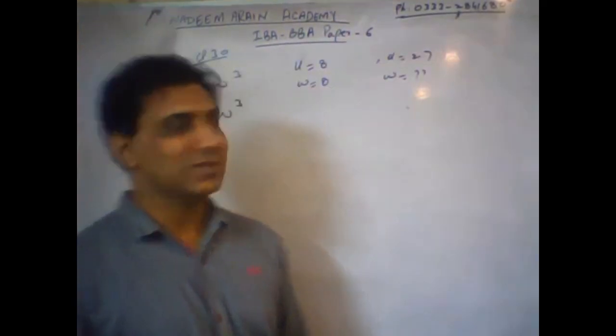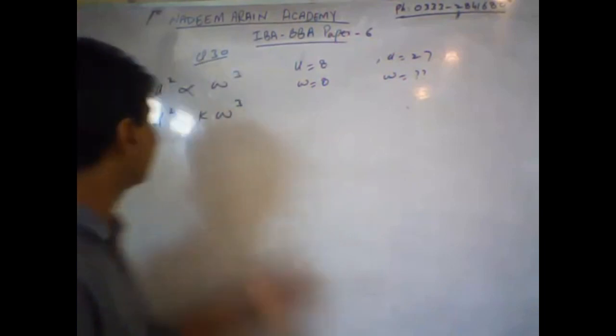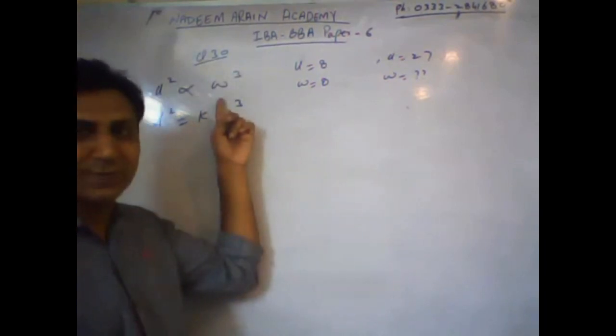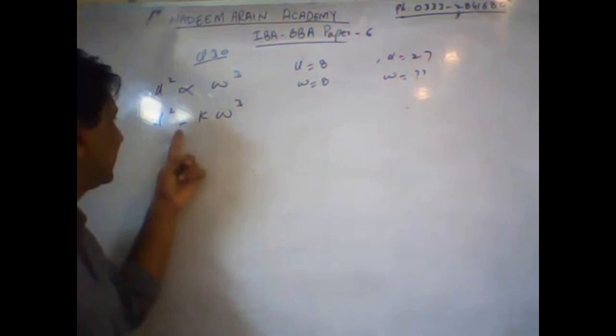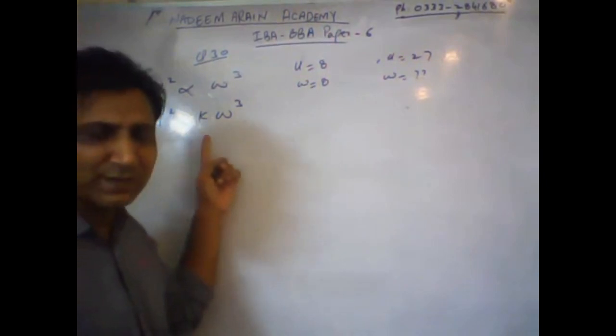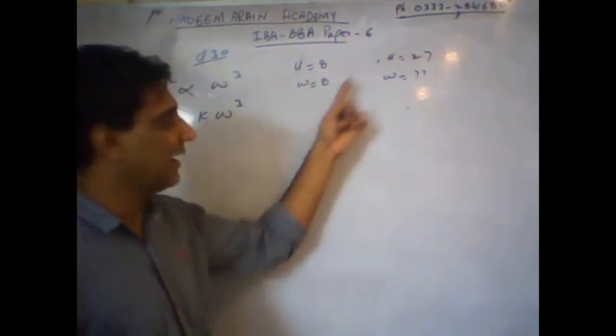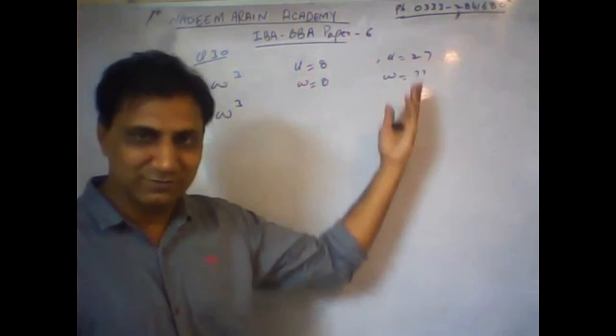Hello students, question number 30 from past paper 6. The question says that u squared is directly proportional to w cube, which means u squared is equal to k w cube. We take a constant when we remove the directly proportional sign, of course. He says u is 8, w is 8, and then u is 27, find the w value.